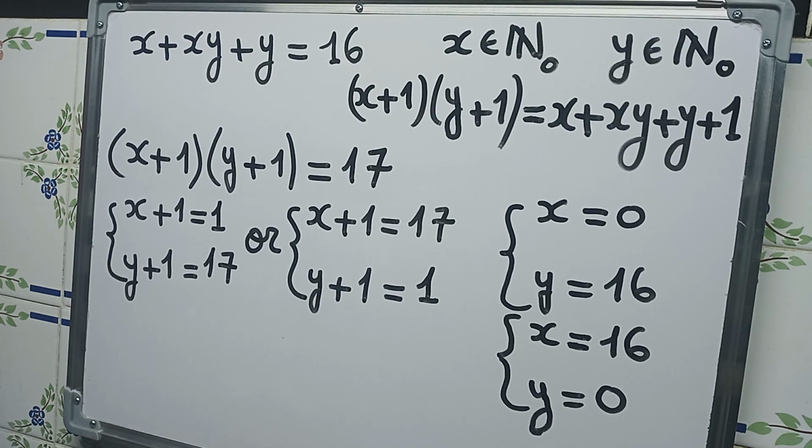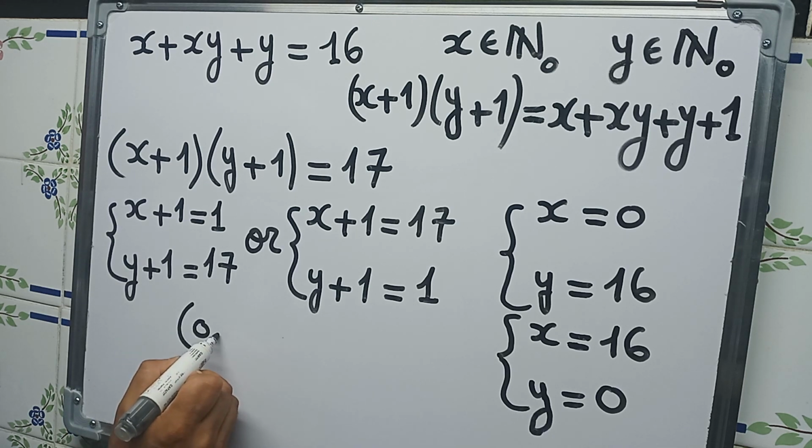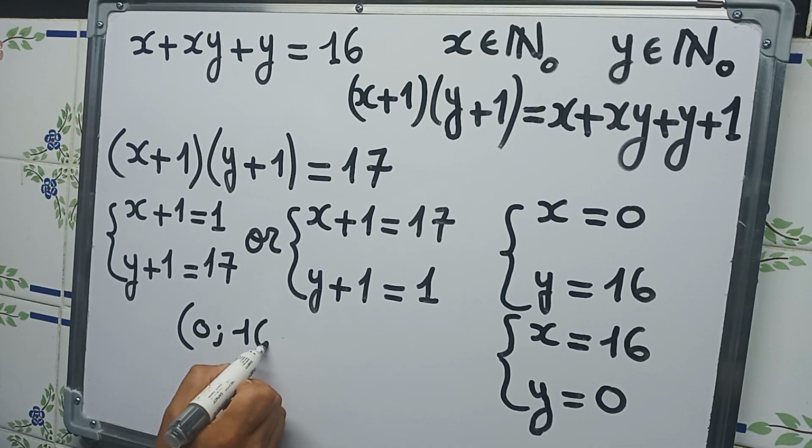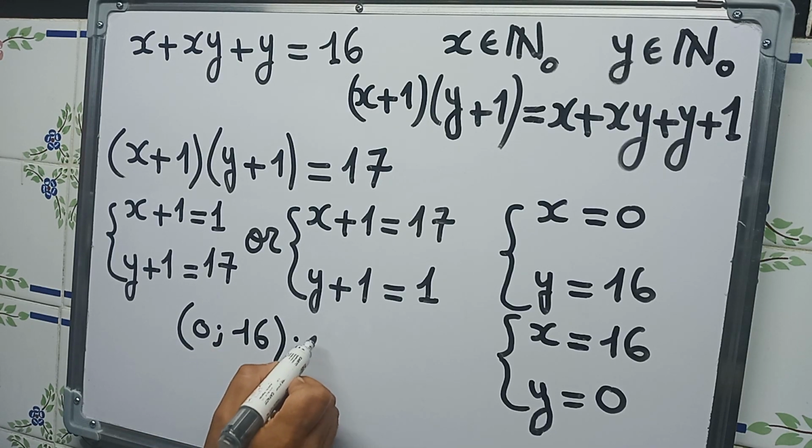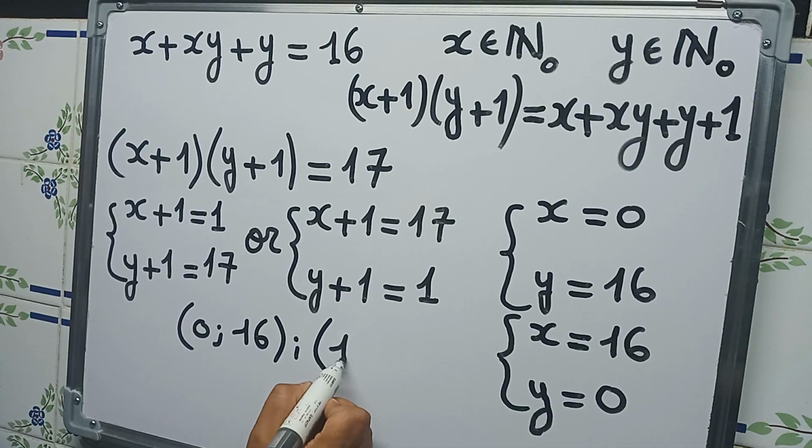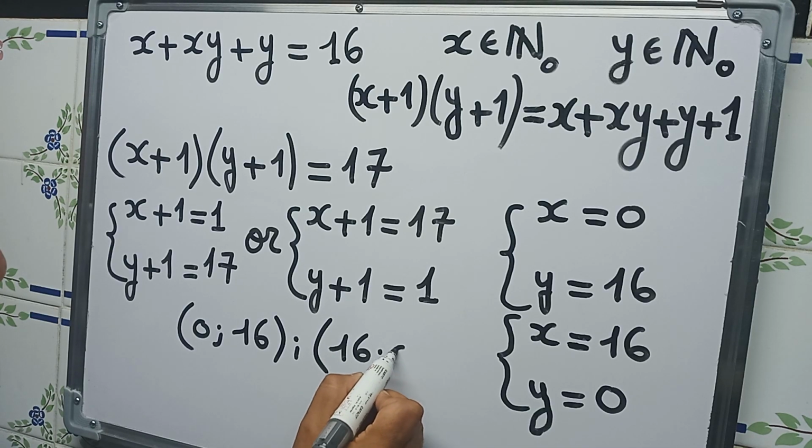So our equation has two solutions: x equals 0 and y equals 16, and the second solution, x equals 16 and y equals 0. Or we can write the solutions like this. First solution (0, 16). And the second solution, of course, (16, 0). And this, of course, concludes our problem.